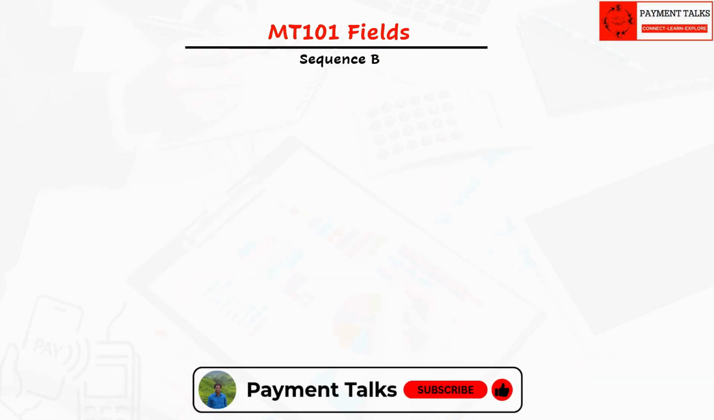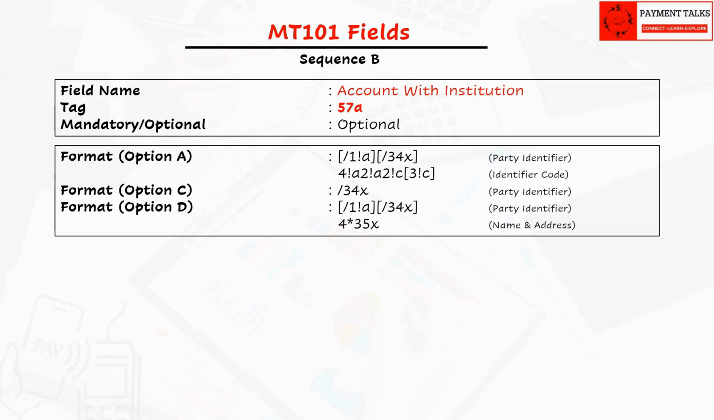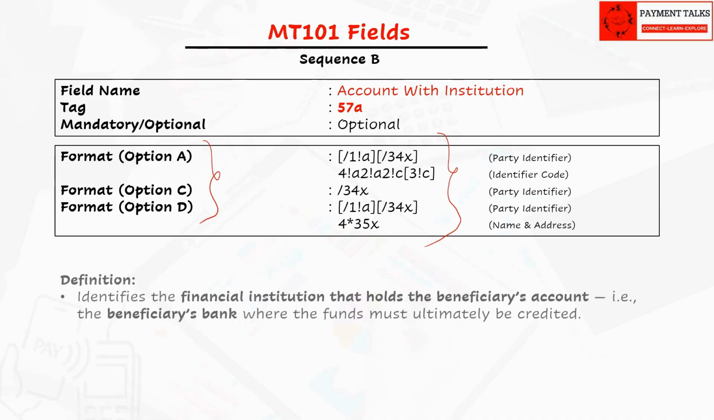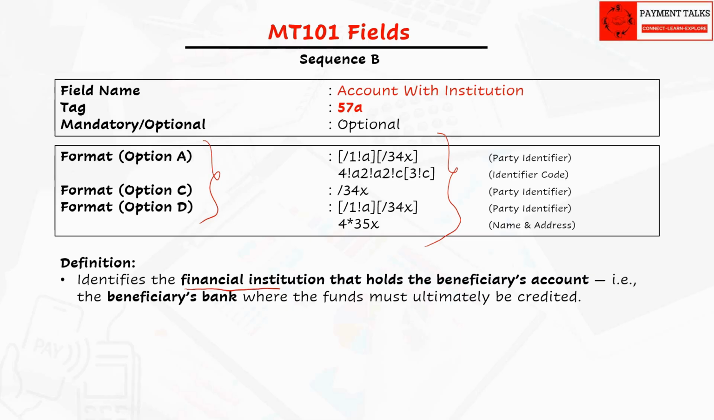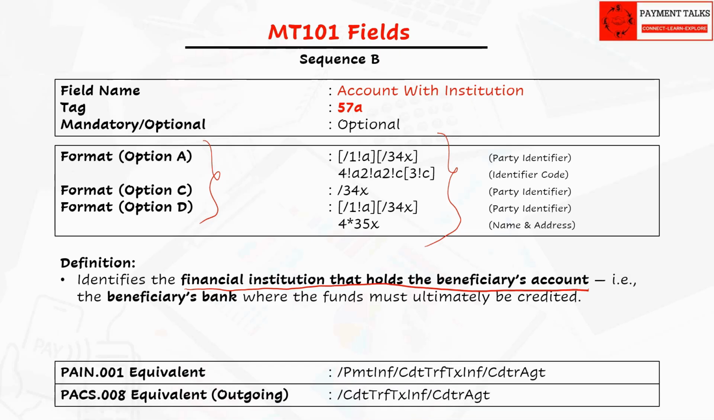The next field is account with institution, tag 57A. This is an optional field. The format is as shown with 3-letter options A, C and D. This is a straightforward field which identifies the financial institution that holds the beneficiary's account. That is, the beneficiary's bank where the funds must ultimately be credited. If this field is not available in MT101, then the receiver is usually the creditor agent. In the ISO world, this field is mapped to the creditor agent, which is a mandatory field. The PAIN.001 equivalent is also the same creditor agent, and even in outgoing PACS.008, the same is mentioned in creditor agent.